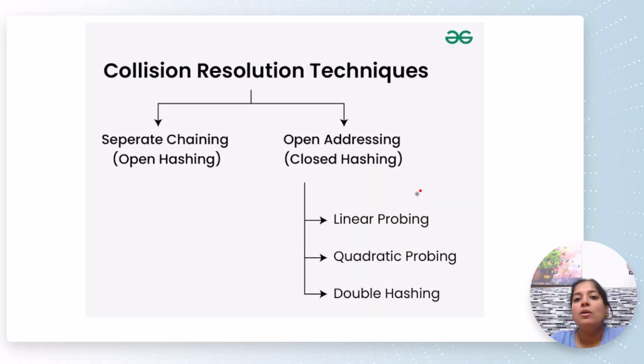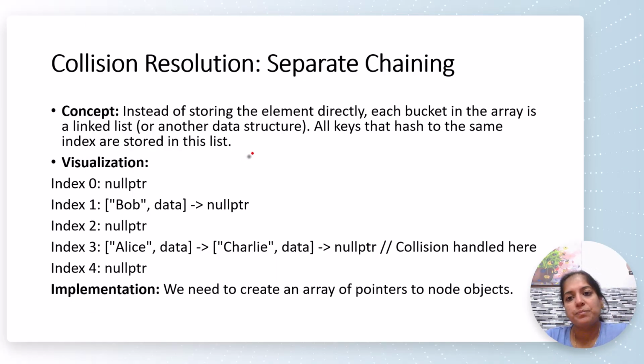Now, to resolve the collision, we have two types of techniques. One is called separate chaining and the other is open addressing. Separate chaining is also called open hashing. Open addressing is also called closed hashing. Open addressing again is of three types: linear probing, quadratic probing, and double hashing. Let's start with separate chaining.